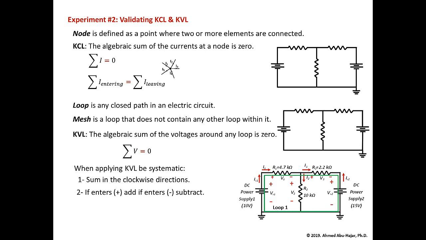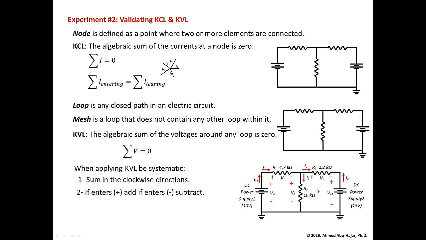You can also do it for the second loop. Basically you're going to add those voltages, so you're going to say minus VS1 plus V1 plus V2 equals 0. You're going to validate that for the second loop, and you're going to do that for the third loop also. So you're going to say that minus V2, because I entered the minus polarity here, I will say minus V2 plus V3 plus VS2 equals 0. Basically, you will validate KVL.